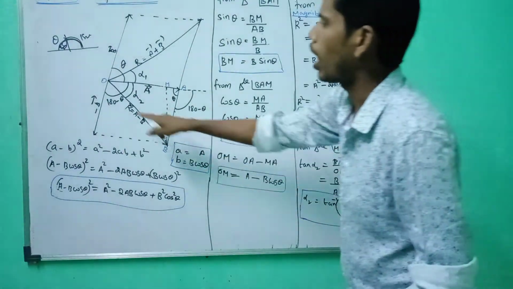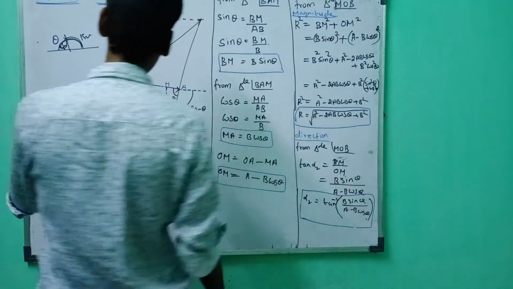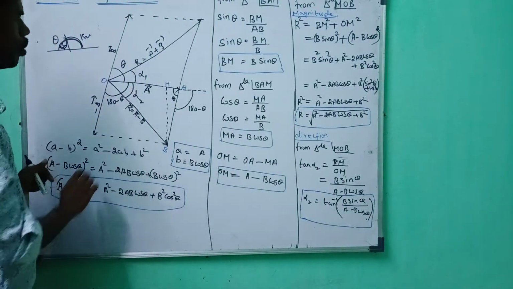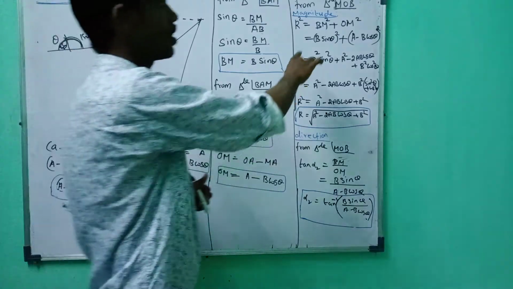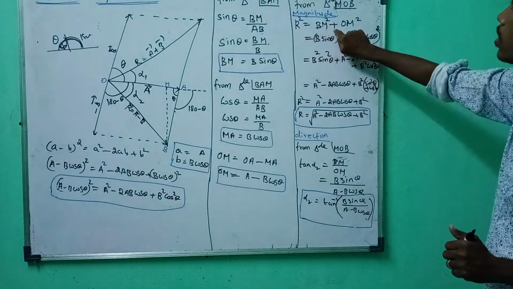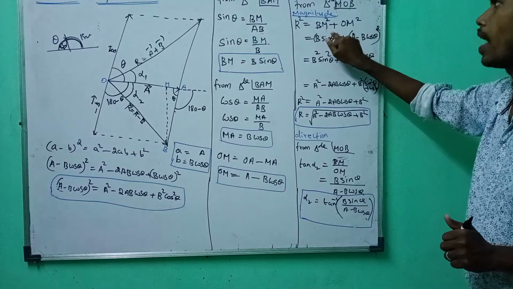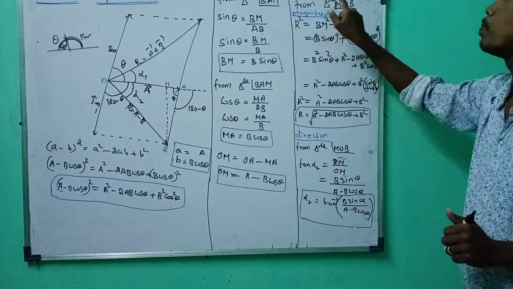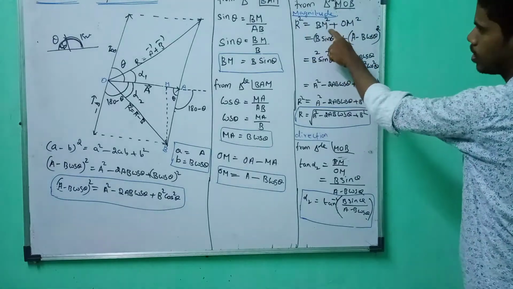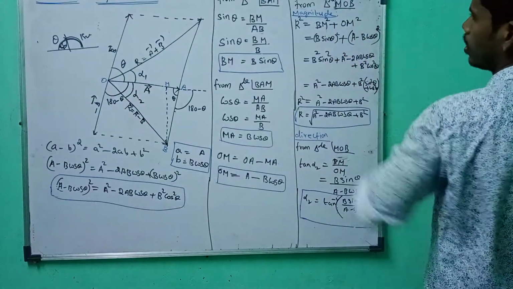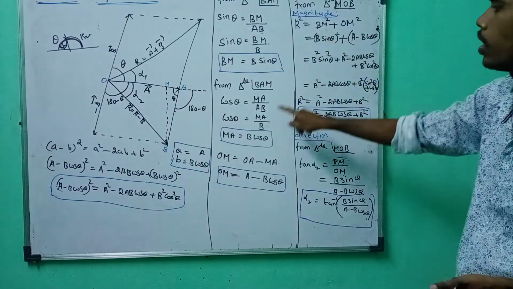What is the Pythagoras theorem? Hypotenuse square will be equal to the sum of the opposite square plus adjacent square. Hypotenuse, what is that? OB. So OB squared equals BM squared plus OM squared. This is the Pythagoras theorem for MOB. I have applied Pythagoras theorem for this triangle. This is hypotenuse, this is opposite, this is adjacent.